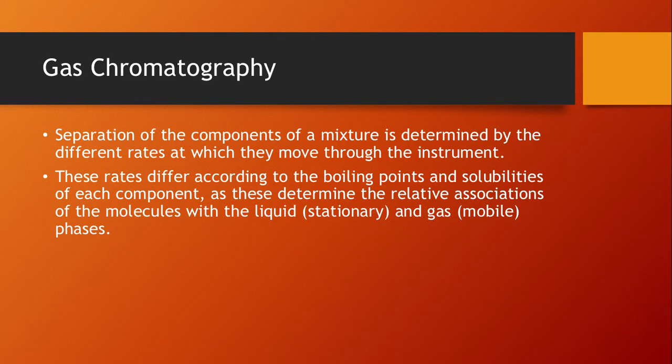Separation of the components of a mixture is determined by the different rates at which they move through the instrument. These rates differ according to the boiling points and solubilities of each component, as these determine the relative associations of the molecules with the liquid, which is stationary, and the gas, which is the mobile phase. Okay, so boiling point and solubilities play a very big role in determining how quickly these components will move.